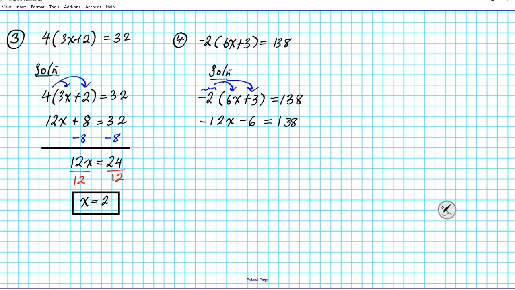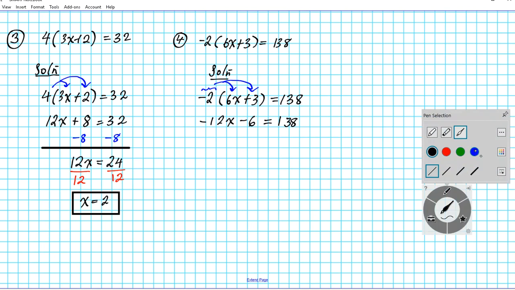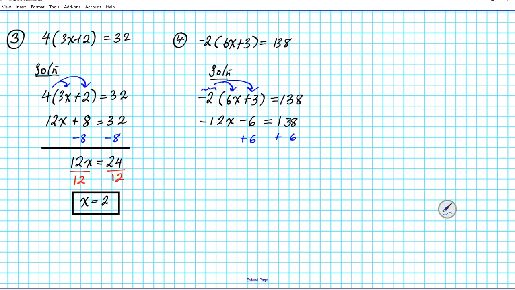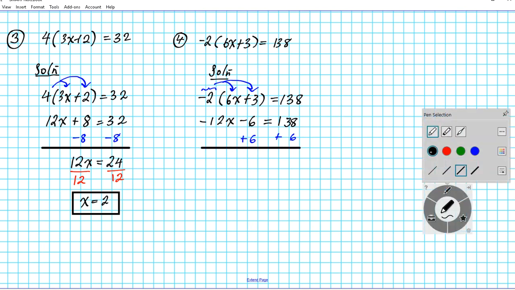Okay? Alright, so now to get x isolated, we'll get rid of minus 6 first, and then we'll get rid of negative 12. Okay? So to get rid of minus 6, we use its inverse, which is plus 6. We add 6 to both sides of the equation. And then when we do that, that gives us the result, negative 12x equals 138 plus 6 is 144.